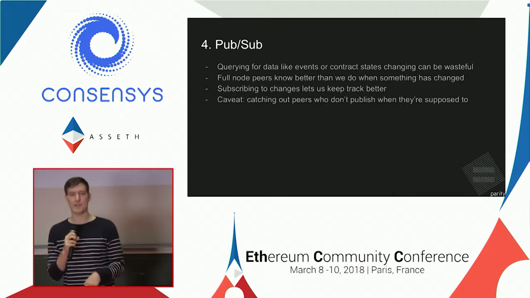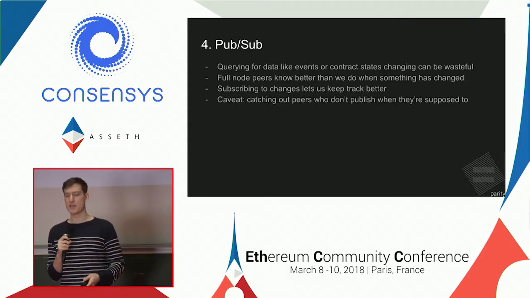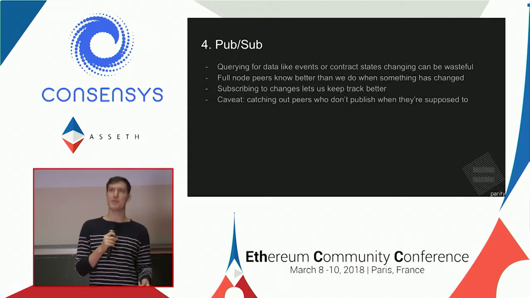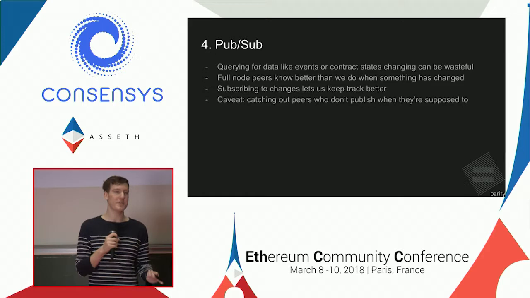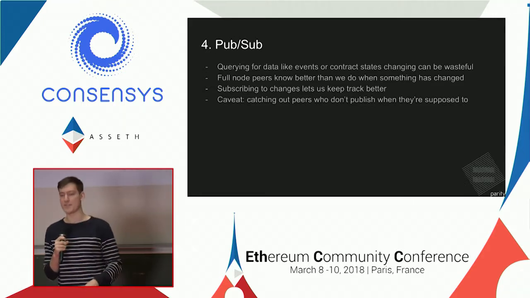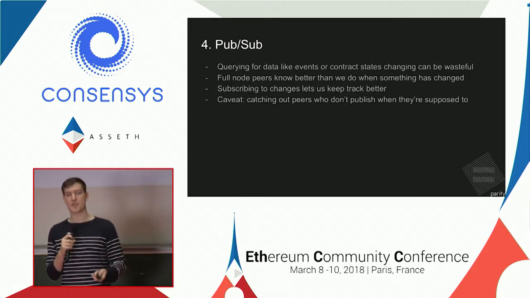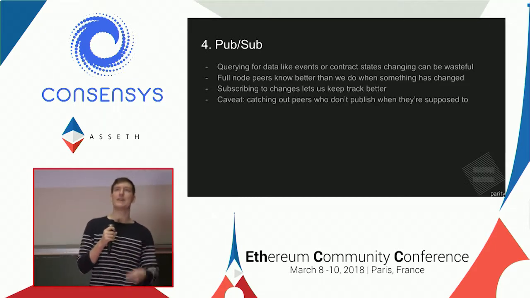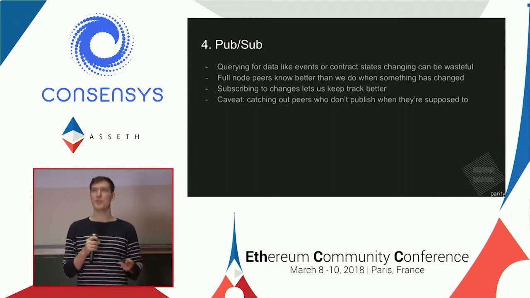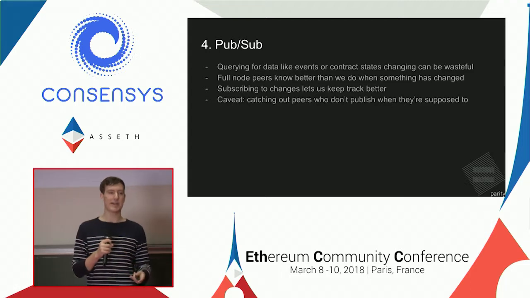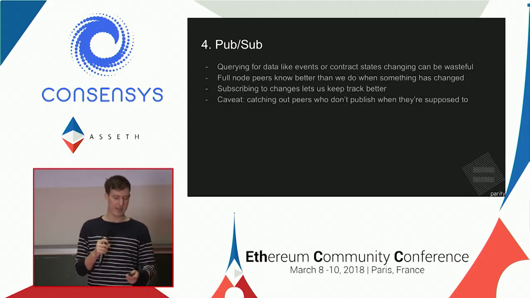So the last thing we want to think about is this concept of a publish-subscribe system. So our full node peers know a lot better than we do, as a light client, when something has changed in a contract, because we just don't have that state, and it's fairly bandwidth intensive to download the updated state every block. So if we can introduce a publish-subscribe system, our peers can push that data to us as it's updated. But the hard part is there's no real way to check if a full node peer has just skipped sending us something that has changed.